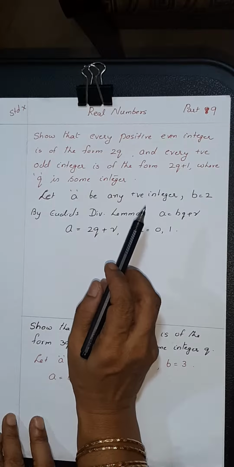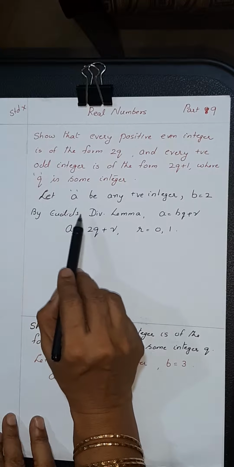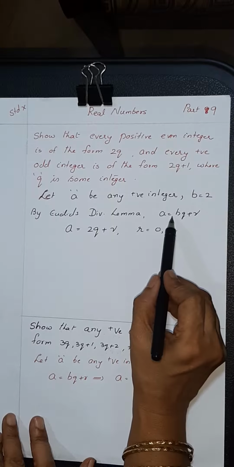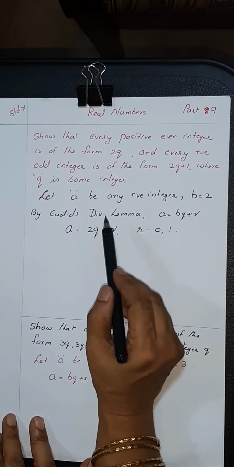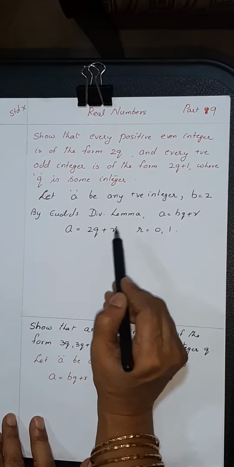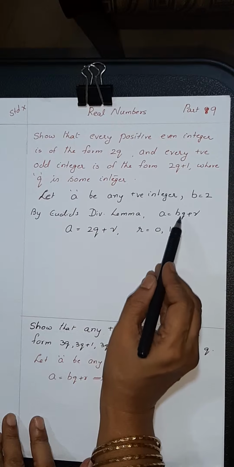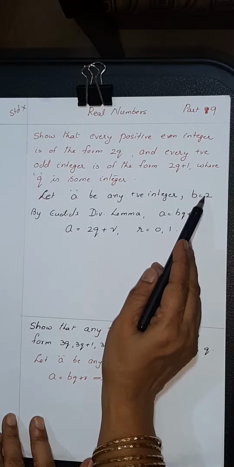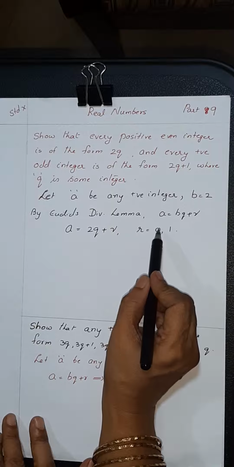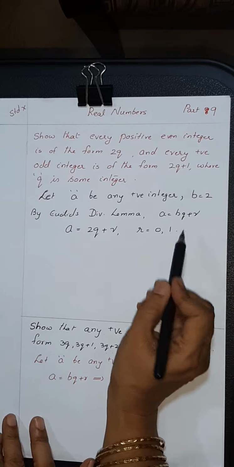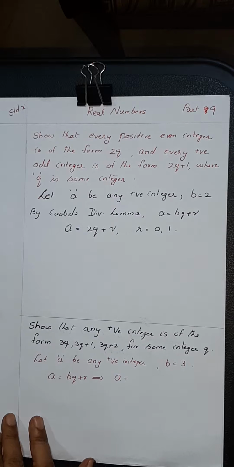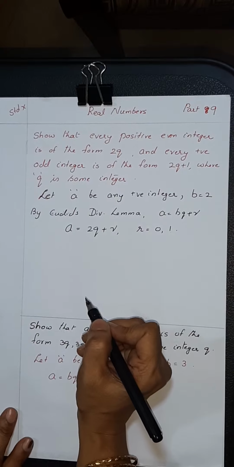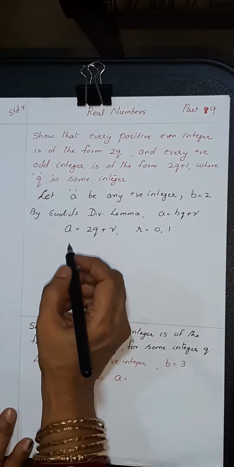b is actually the divisor. By Euclid's division lemma we can write a is equal to bq plus r. Here, in the place of b, 2, so a is equal to 2q plus r, where r, as we have discussed earlier, will always be less than the divisor. So it can be either 0 or 1. It cannot be equal to 2. It can be only 0 or 1.